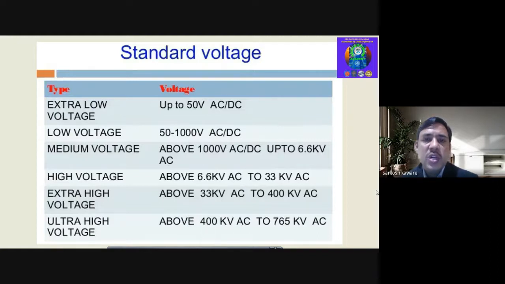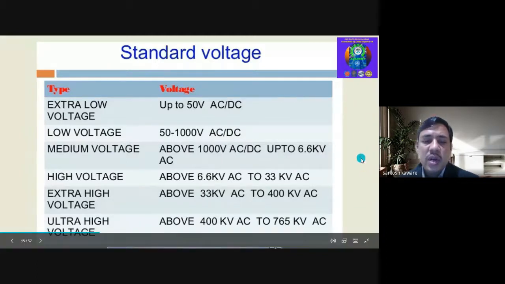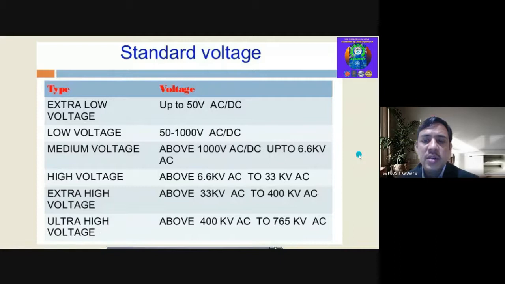Then extra high voltage is above 33 kV up to 400 kV. So that we will take as extra high voltage. And then ultra high voltage is more than 400 kV up to 765 kV, and even 1100 kV we can take as ultra high voltage. So these are the standards we have tried to fix as per the availability of the data.